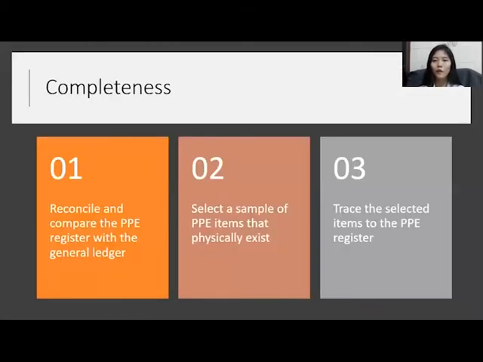Completeness. For the PPE audit, we test the completeness assertion to ensure that all PPE transactions that occur during the year have been recorded. Lack of completeness will result in the understatement of PPE. Tests of completeness in PPE audit include to consult and compare the PPE register with the general ledger, select a sample of PPE items that physically exist, and trace the selected items to the PPE register. We need to obtain proper explanation if there are any differences between the PPE register and the general ledger.